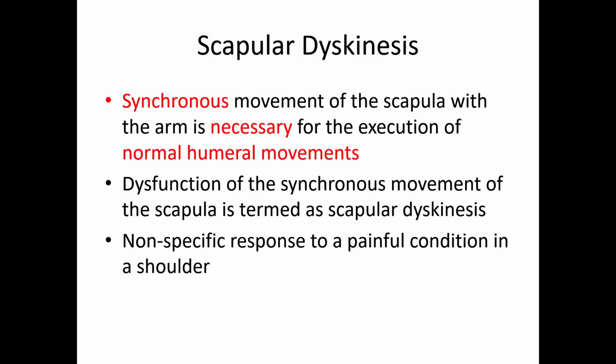The synchronous movement of the scapula with the arm is necessary for the execution of normal humeral movement, specifically the scapulohumeral rhythm, which is 180. If someone wants to achieve 180 degrees of shoulder elevation, we need proper and normal synchronous movement of the scapula. If this synchronous movement of the scapula is dysfunctional, the patient will be unable to achieve 180 degrees of elevation, and this condition is termed scapular dyskinesis.